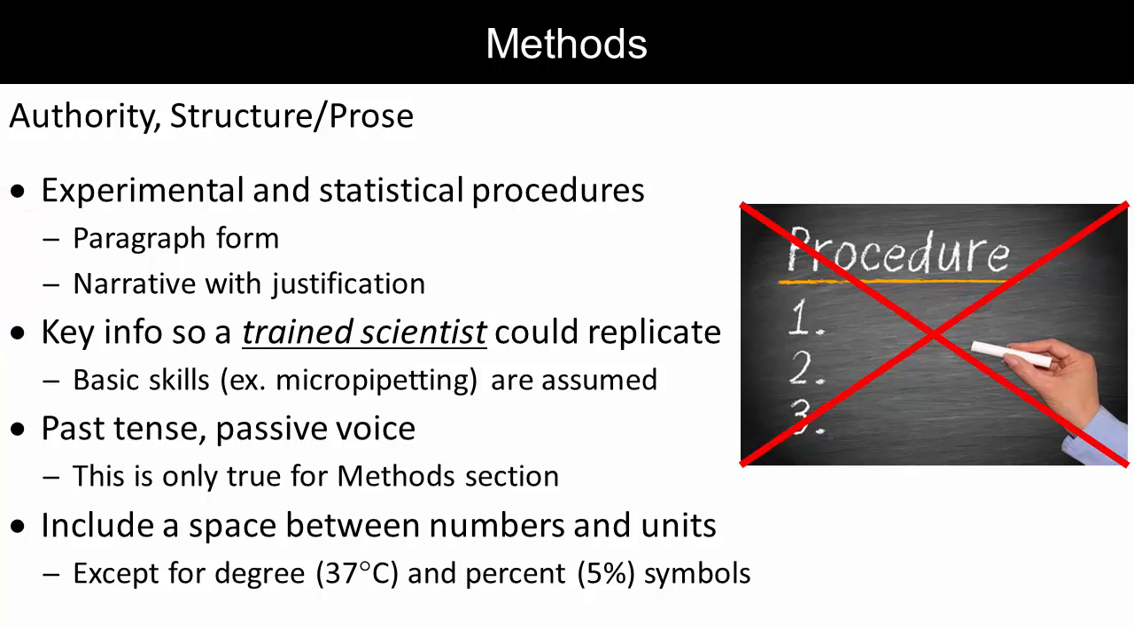However, the methods section isn't just a procedure. It should be in paragraph form and not a numbered list of steps. And it shouldn't read like a set of instructions. You're telling the story of what was performed, with some justification about why certain actions were taken. It should be in the past tense, and while most of your report should be written in the active voice with personal pronouns, the method should be in the passive voice.